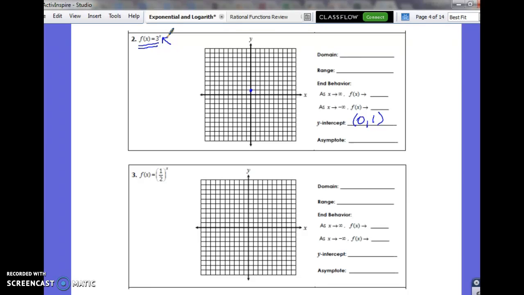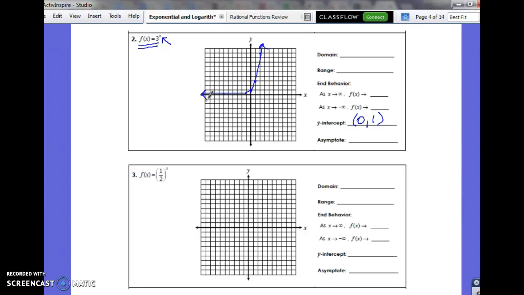Now, beyond that, yeah, your points change a little bit. Like the point on the graph, (1, 3), is that right? (2, 9), (-1, 1/3). And then this side levels out. This side goes up forever, a little more steeply than the other. But long story short, it's essentially the same graph, just a little bit steeper.